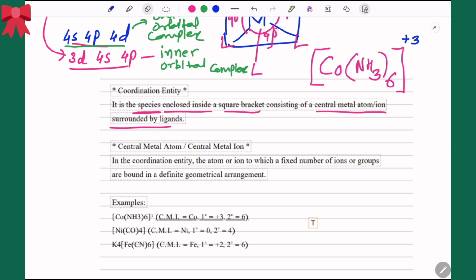Let me just rub this. I think this is clear to you. This particular entity, what is that entity? Central metal atom or ion surrounded by ligands is called the coordination entity.